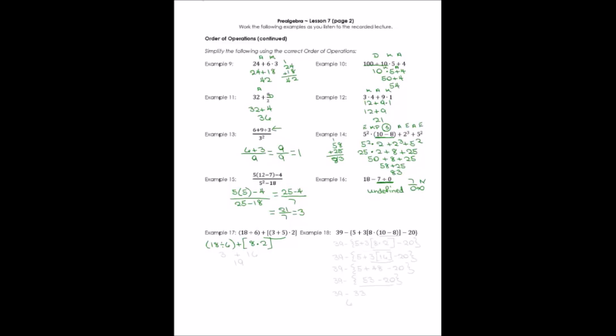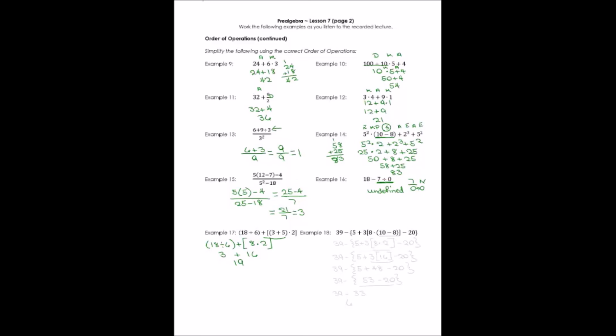Now I've got 2 sets of parentheses. Well, since they're separate sets of parentheses, I can handle them together. 18 divided by 6 is 3, and then the next set says 8 times 2 is 16. I'm down to one operation, 3 plus 16. My answer is 19.